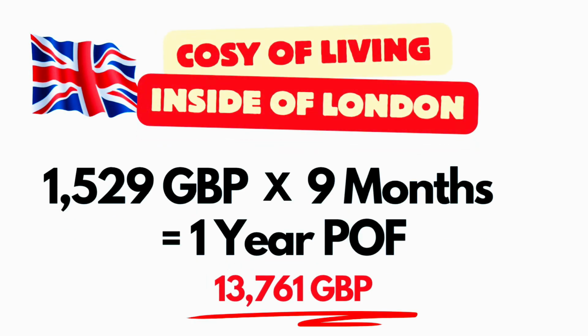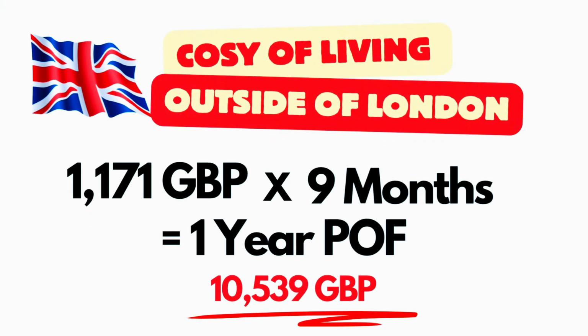In London, the required amount is £1,529 per month. Multiply that by 9, that will give you the required amount for cost of living for 1 full year. If you are living outside of London, the required amount is £1,171 per month. Multiply that by 9, it will give you the cost of living outside of London. That tells you the total amount you need to have in your bank account as cost of living plus your tuition balance.